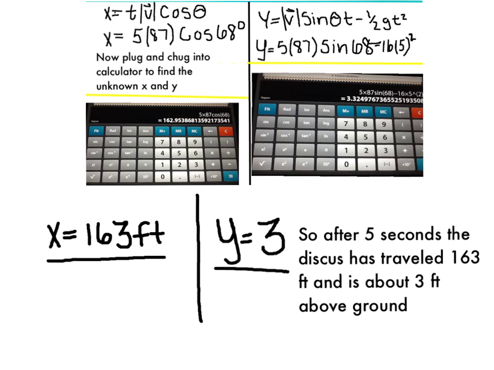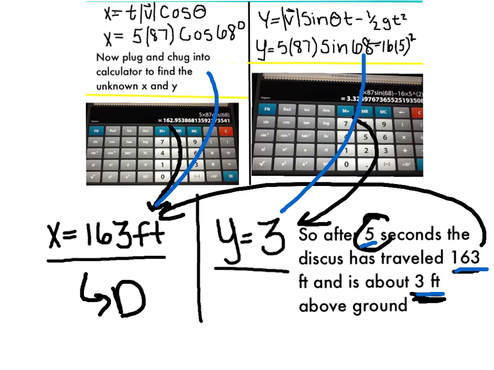After we calculate, we're pretty much done. Our final results are x equaling 163 feet and y equaling 3. So after 5 seconds, the discus has traveled about 163 feet and is roughly 3 feet above the ground. So these equations help you find how far you have thrown the discus in certain conditions, as they also help you find how far you have thrown the discus after so many seconds.